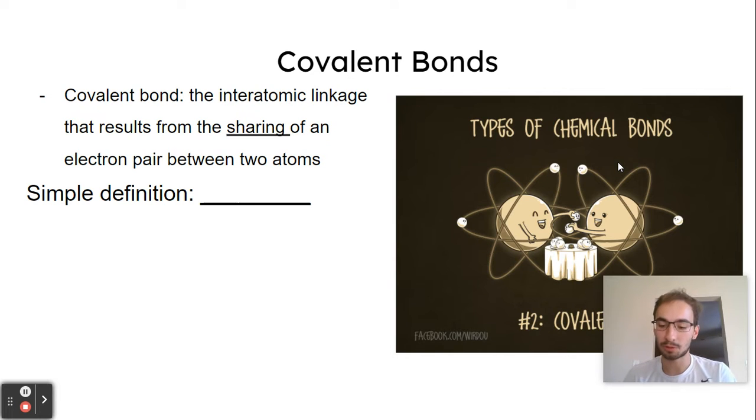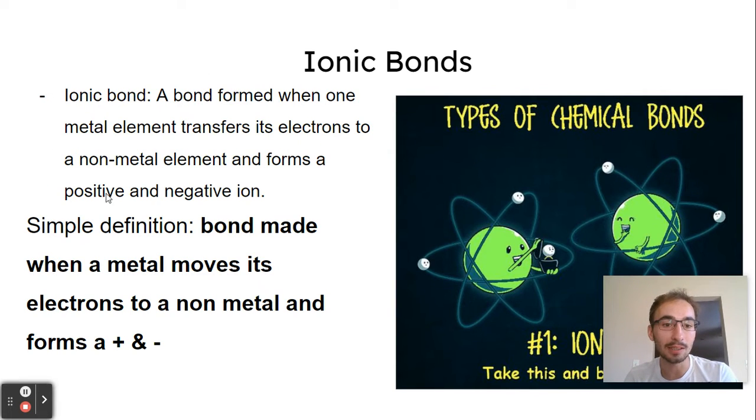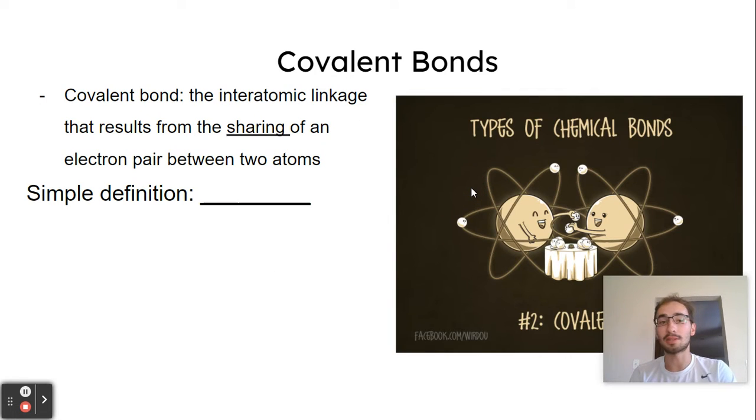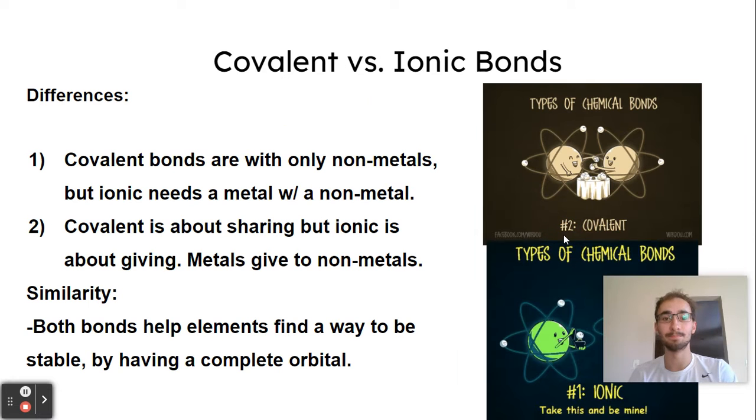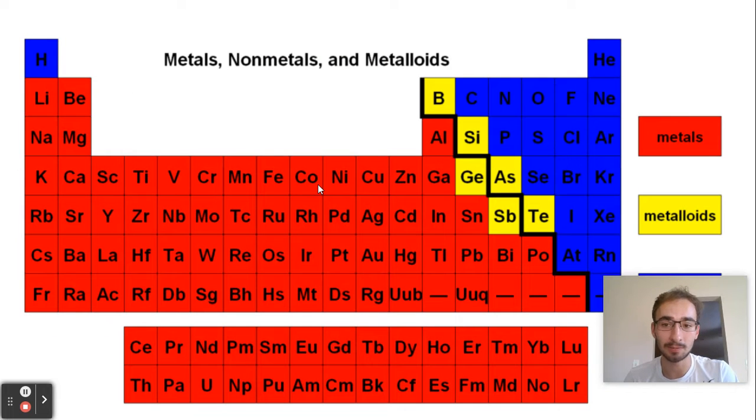Next, so remember we did the process of taking a definition and making it a little bit more simple in your own words. Now I want you to try and do it yourself with a covalent bond. Okay? Then I just want you to remember there are differences between covalent and ionic bonds. Covalent bonds are only with nonmetals.